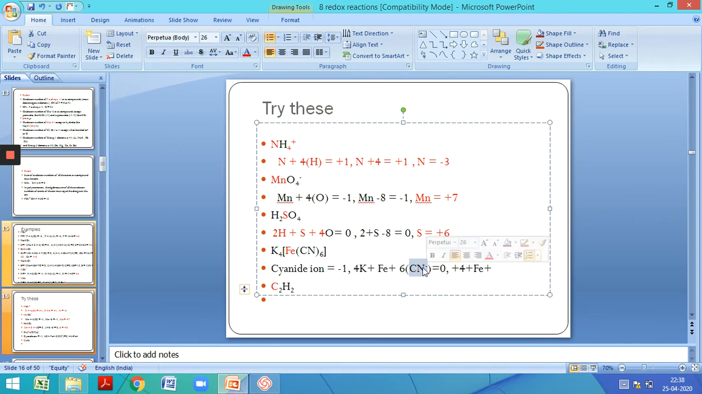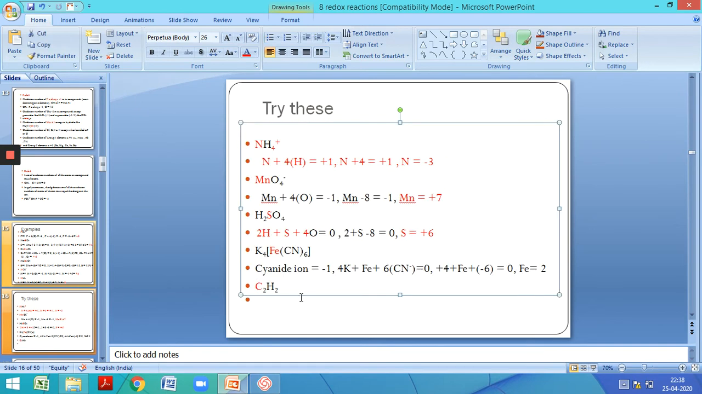The oxidation number of CN⁻ is minus 1, so this becomes minus 6, and the whole thing is equal to 0. So the oxidation number of iron comes out to be +2. The oxidation number of iron in K4Fe(CN)6 would be +2.